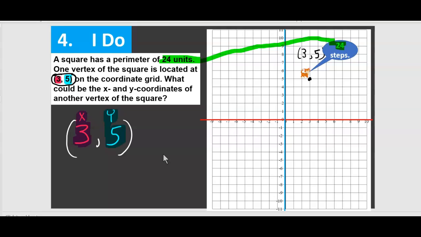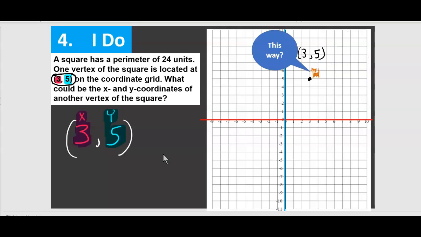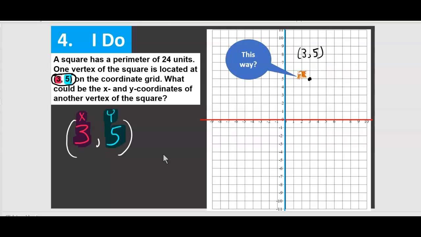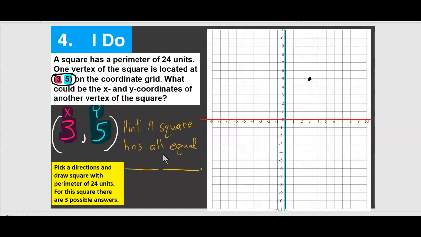Okay, 24 steps. Which way though? 24 steps all the way around. But which way should we go first? Should we go this way? Should we go this way? Down? Should we go up? Which way should we go? Well, it doesn't really matter. What matters is you pick a way and go, as long as you get 24 units. With each side, here's your hint.